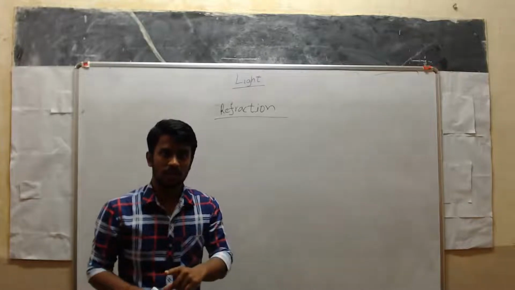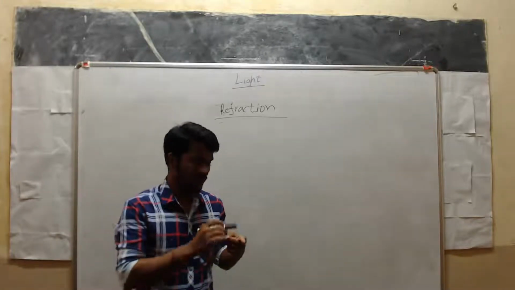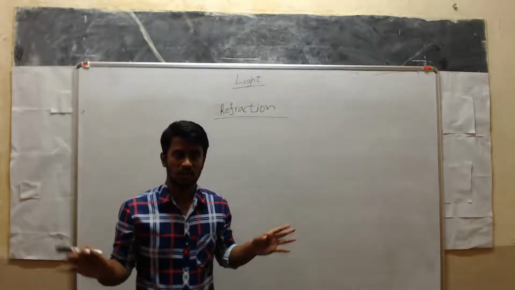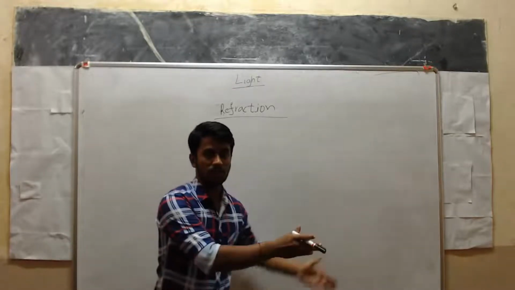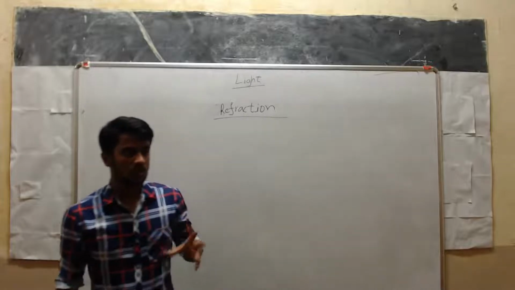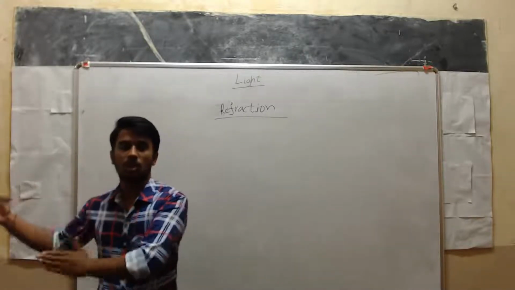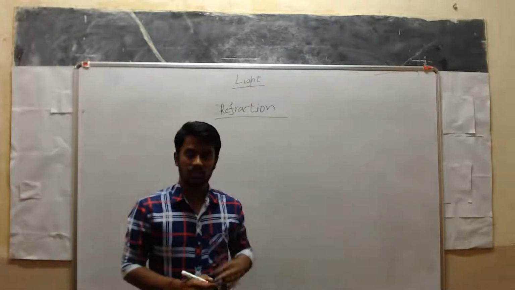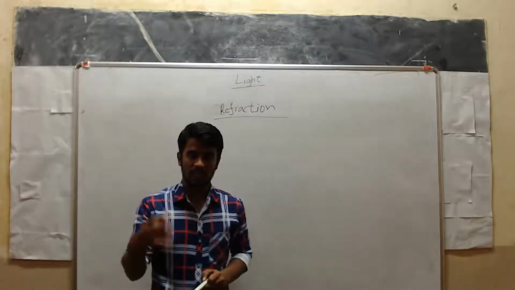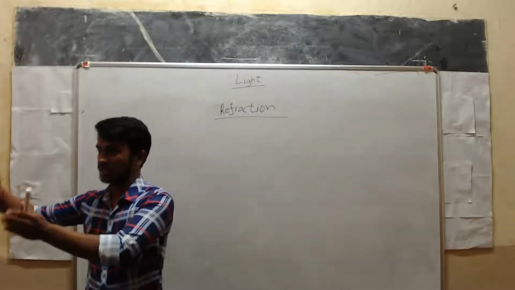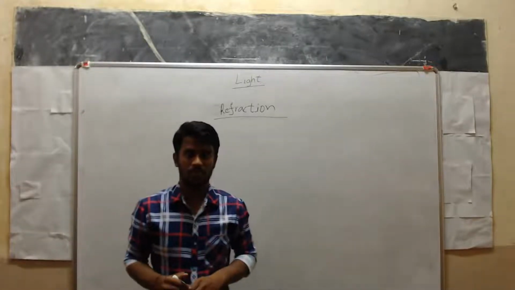What is a medium? For air, the particles are loosely, freely arranged, so we call it one medium. Then if you take water, in water the particles are loosely arranged. We'll consider water is one medium. Then if you take glass, in glass all the particles are tightly arranged. Then we consider glass is another medium.